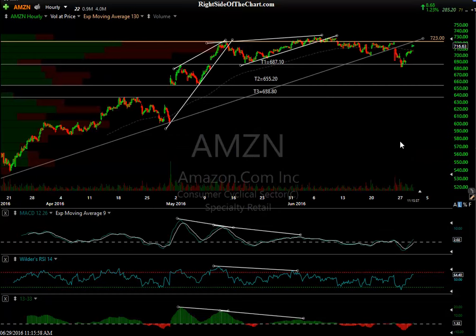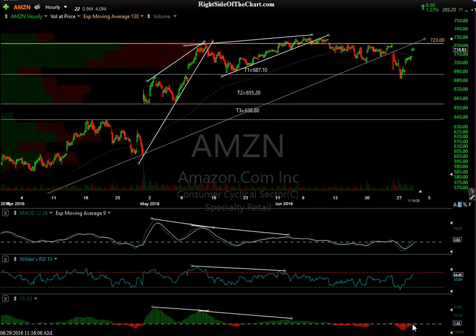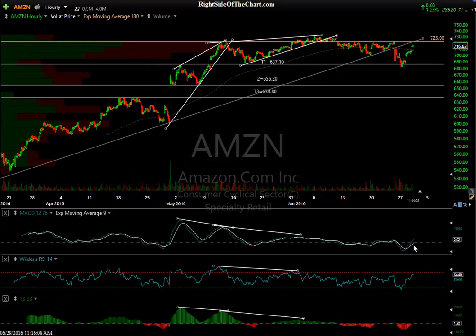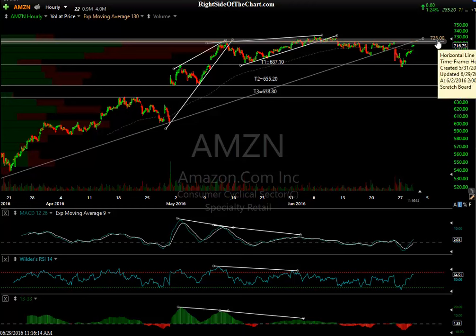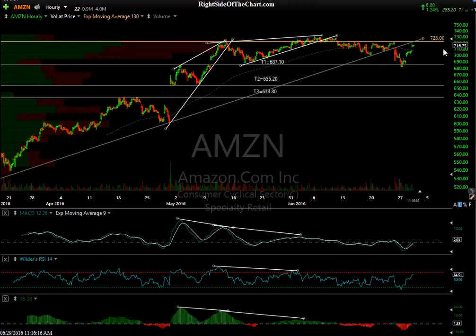Amazon, this is an official trade idea. It's an official short on the site right now. Trend indicators remain bearish, although it looks like we may be crossing over here. The MACD, that 9 EMA hasn't done so yet. But more importantly, from the chart, I mentioned this 723 is an important level. We're still below that.